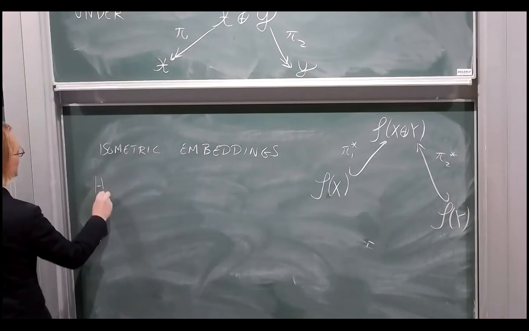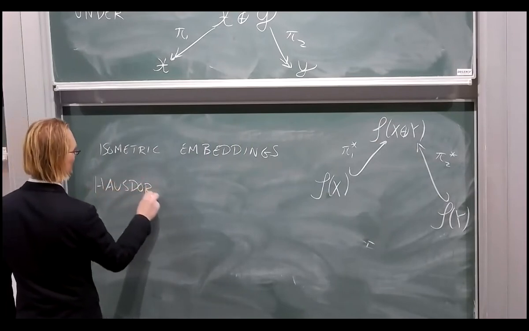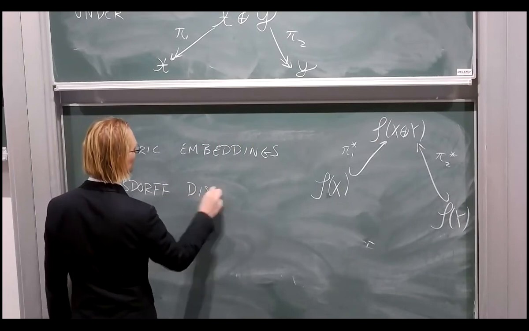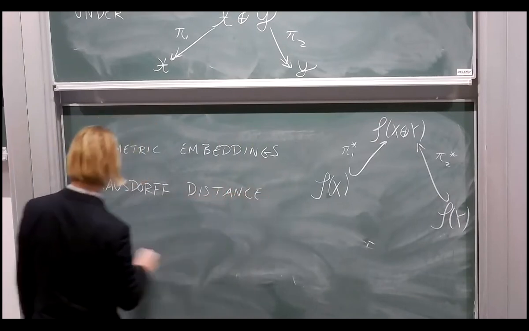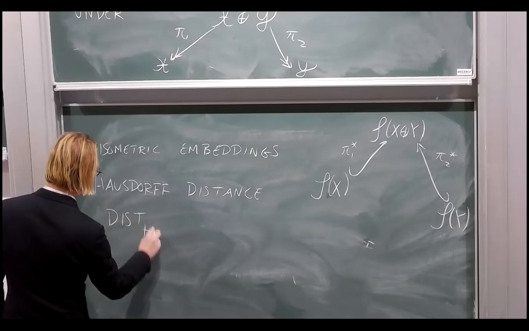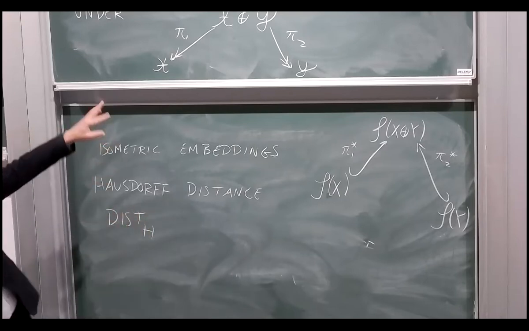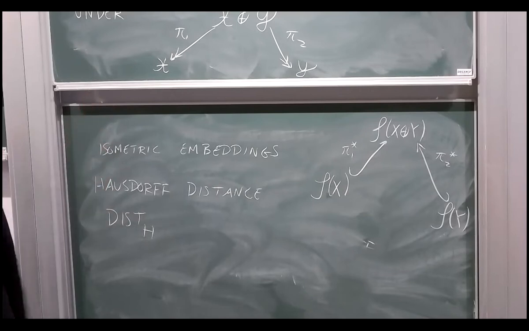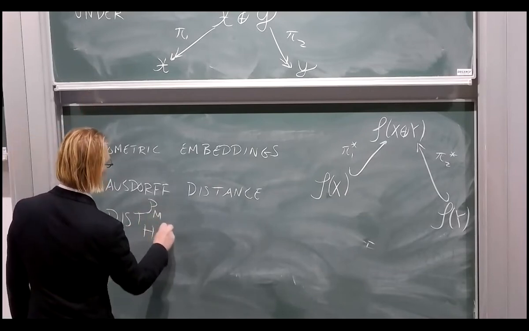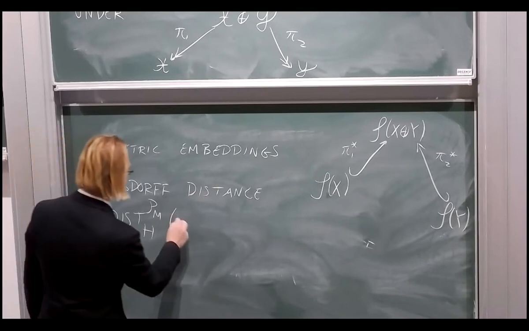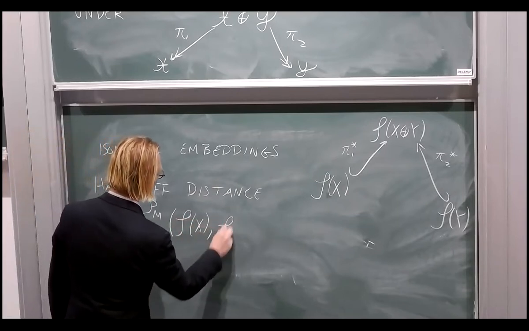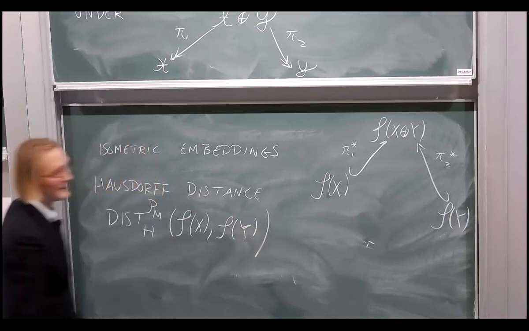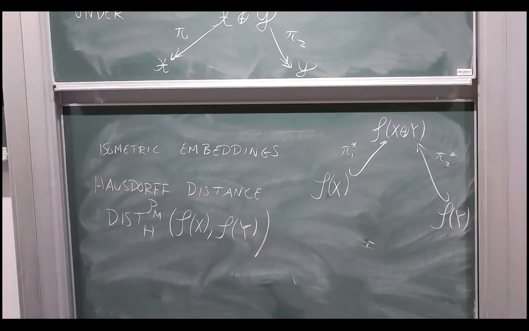So I get the Hausdorff distance, and I'm going to use the Monge-Kantorovich metric coming from M to measure the Hausdorff distance between these two state spaces. This makes sense. And the quantum Gromov-Hausdorff distance between these two compact quantum metric spaces will be the infimum over all these kinds of Hausdorff distances.